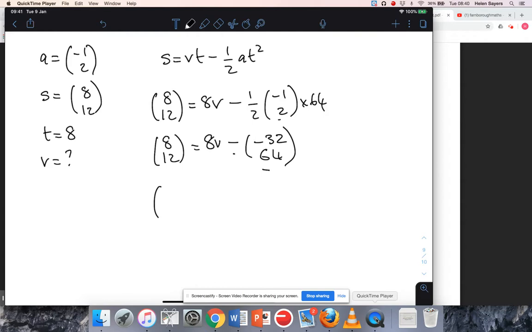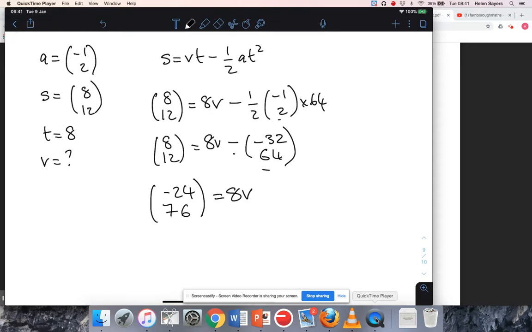So it's 8 plus -32, so that's going to be -24, and it's going to be 12 minus 64, so that's going to be -52, and that equals... sorry, that's wrong, isn't it? It's not going to be -52 because it's 12 plus 64, so it's going to be 76, right?